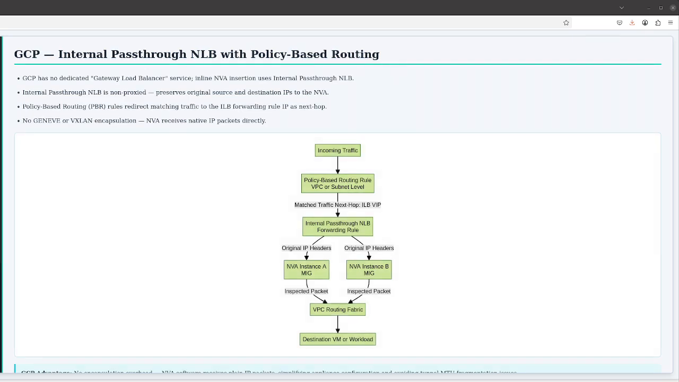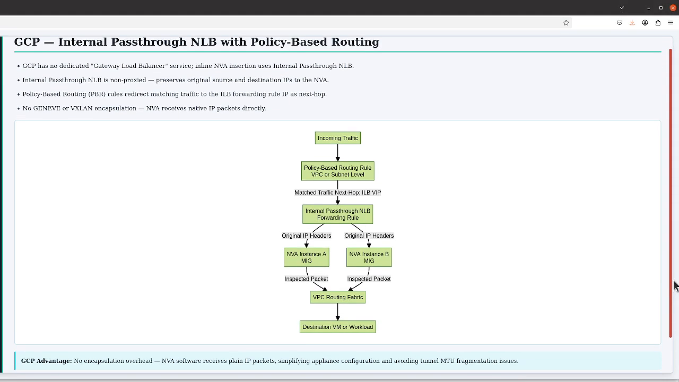GCP's approach: internal pass-through NLB with NVA pools. Google Cloud Platform does not offer a service branded specifically as a gateway load balancer. Instead, GCP achieves transparent NVA insertion through a combination of its internal pass-through network load balancer and policy-based routing, sometimes referred to as PBR.